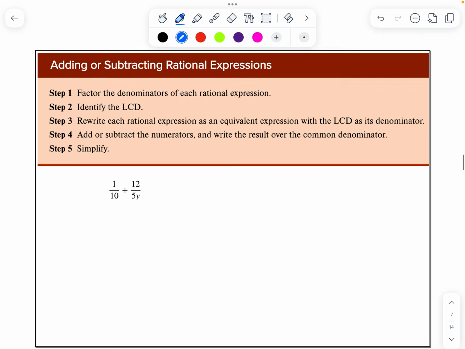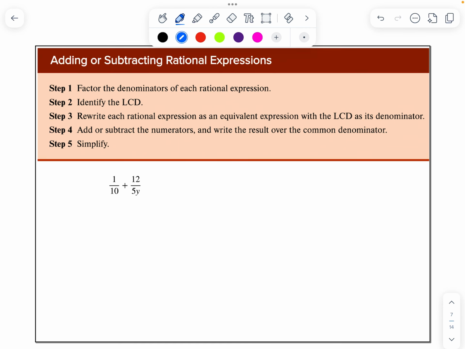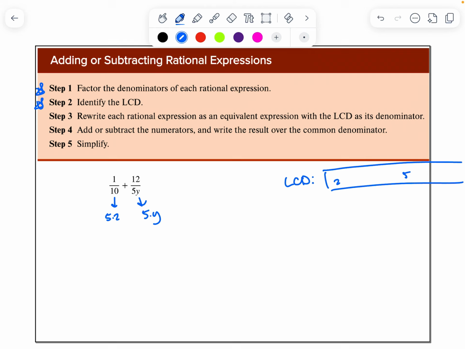So when we actually go to add them, what we're going to do is we're going to find the LCD just like we have been. We're going to factor, we're going to make a box, identify what the LCD is, and then we're going to multiply by whatever's missing. Let me show you what I mean. So this is the same thing as 5 times 2. So my LCD, I definitely need a 2. I definitely need a 5. This is the same thing as 5 times y. There's already a 5 in that box. I definitely need a y in the box.